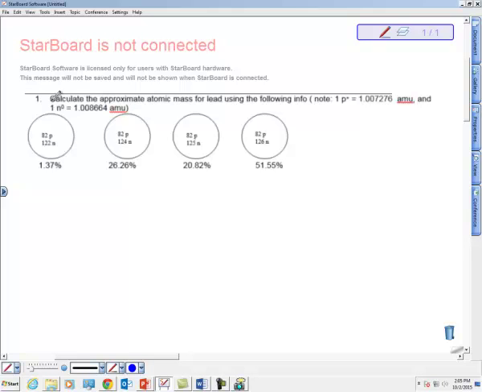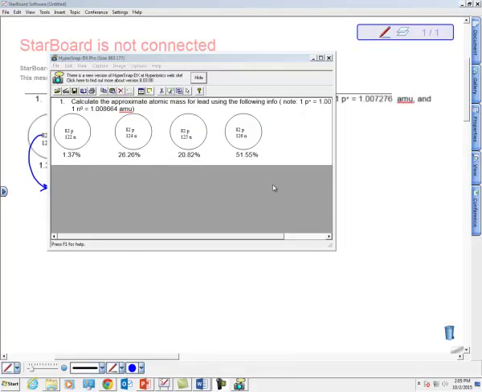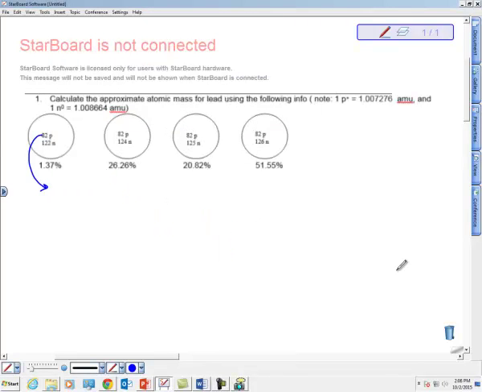On this very first isotope, we're going to use the real masses of a proton and neutron to help us get the mass of the isotope. So on this first isotope, we're going to take 82 and multiply it by the real mass of a proton. The real mass of a proton is 1.007276 AMU, and that'll give us the mass of the protons.